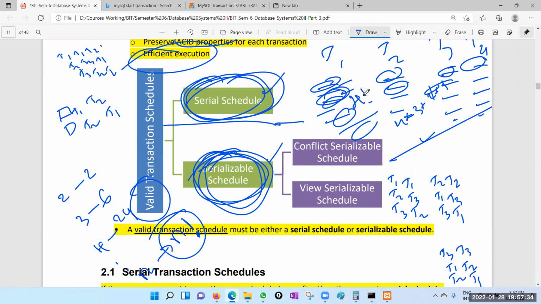So then those schedules are also valid. But if it is not equivalent to a serial schedule, those schedules are not valid transaction schedules. ACID properties are violated there. But ACID properties are not going to be violated by serial schedules and serializable schedules. Okay.